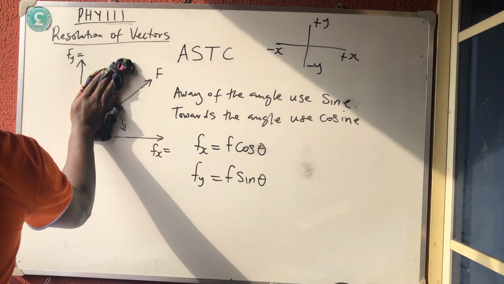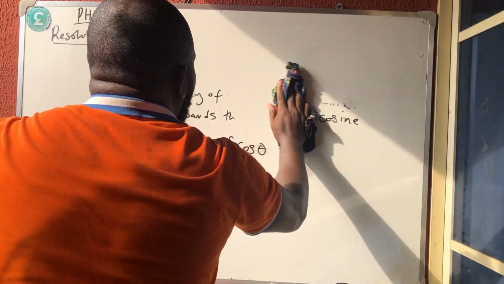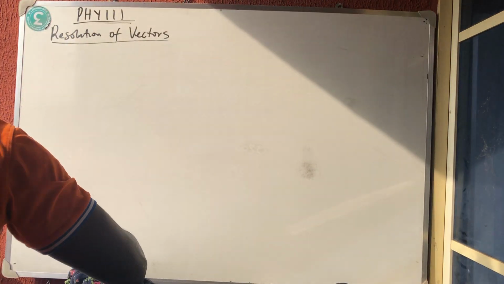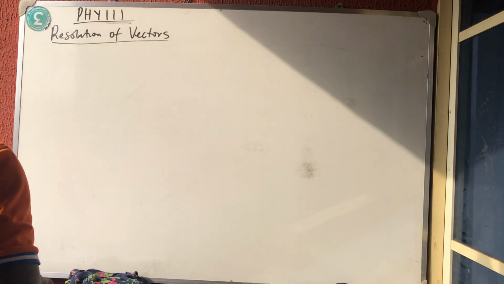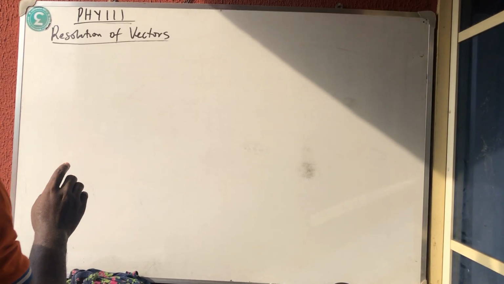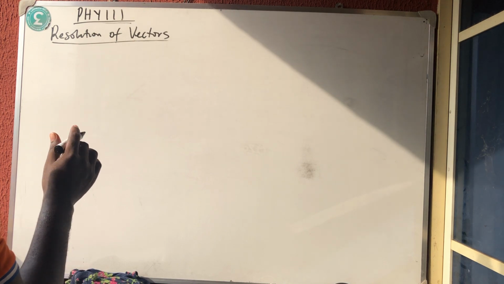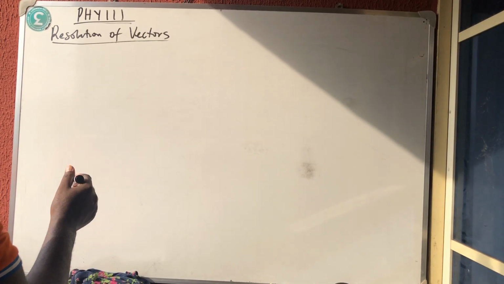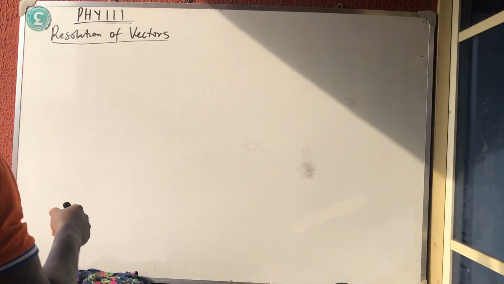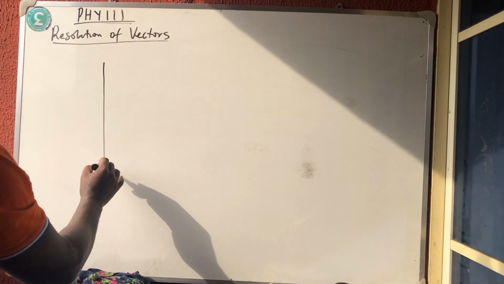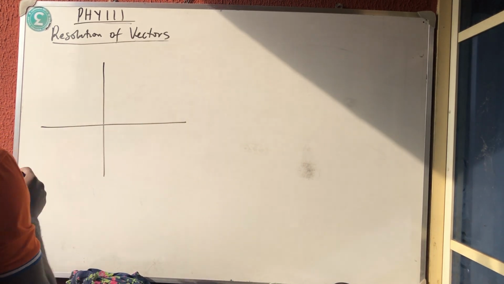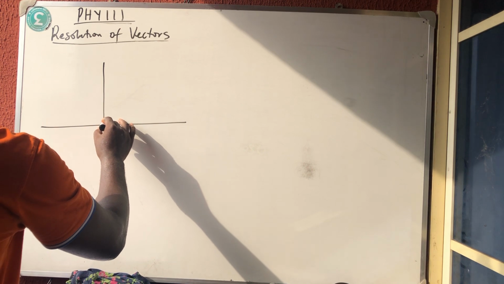Okay, so let's solve some questions on that so that it will help us know what we are doing. Let me just give you everything, then we'll now start solving questions. The next thing we're going to do is resolving more than one vector, two and above. Let me have this. I have this now. And I want to resolve this one.